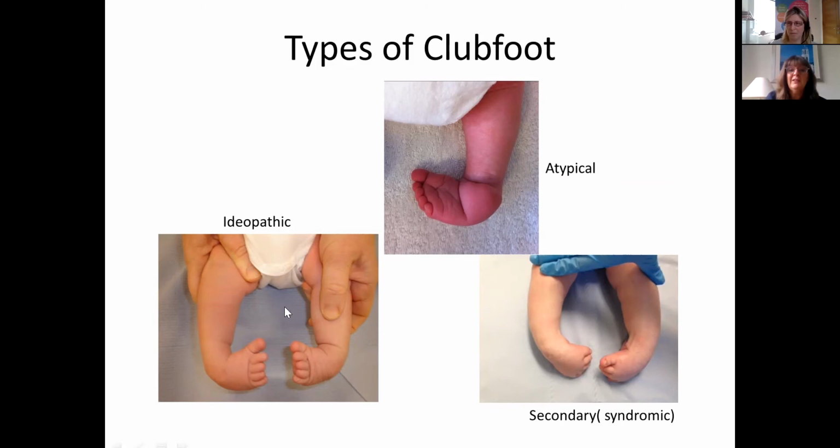So pretty standard idiopathic clubfoot. This is more of an atypical clubfoot in a very newborn baby. And this is more of the appearance of a secondary or syndromic clubfoot. However, in the secondary syndromic group, there's a huge variation. So I'm just giving you an example of how feet can look different, but there is a huge, huge variation in that group in how the feet look. Basically, if they're not looking a bit like this or a bit like this, they're probably in this group.